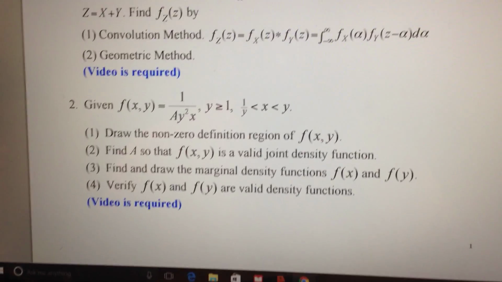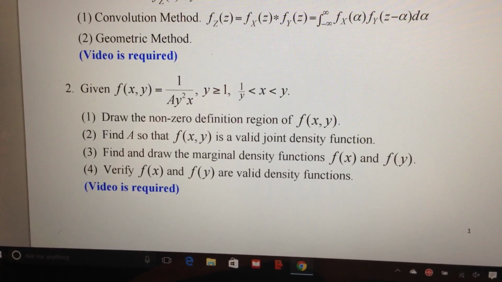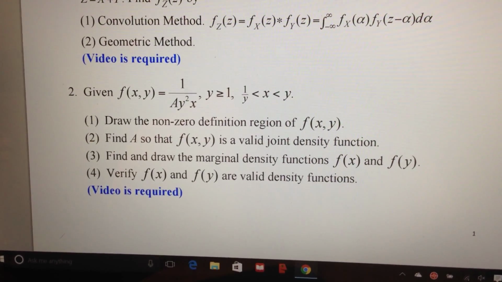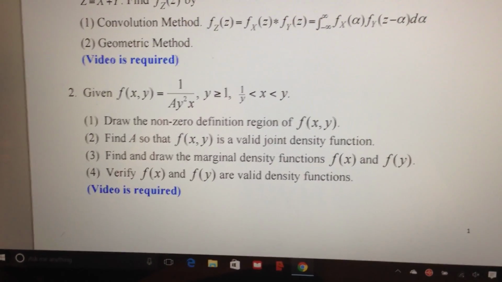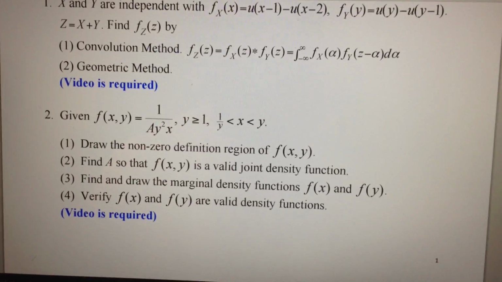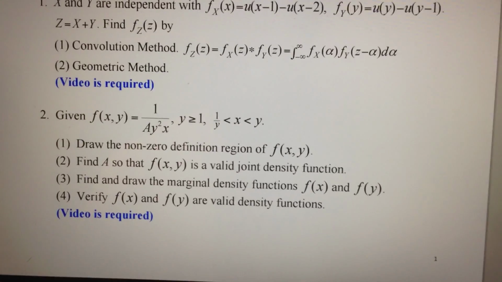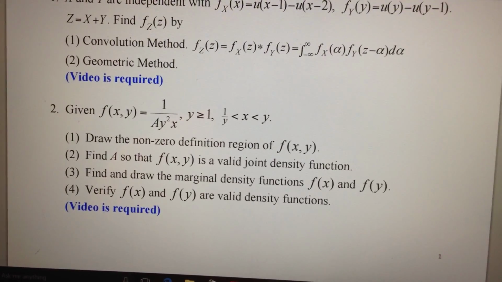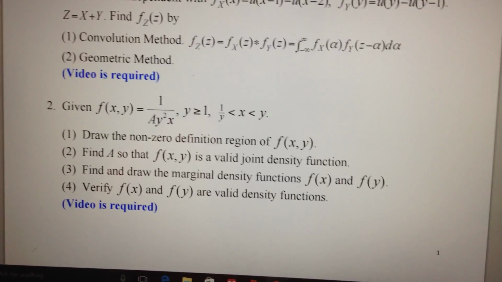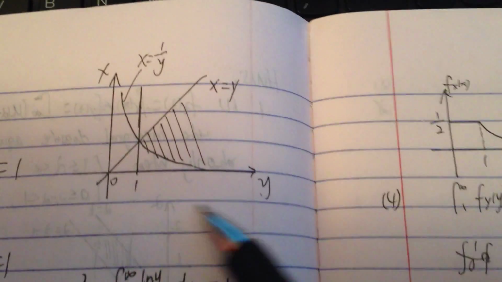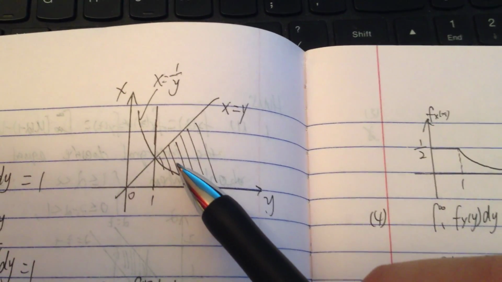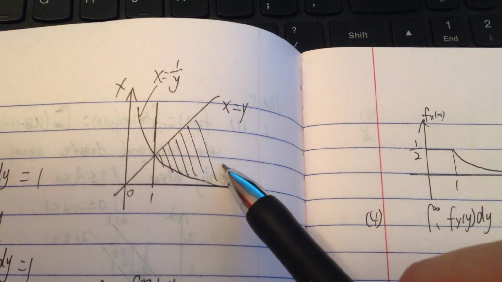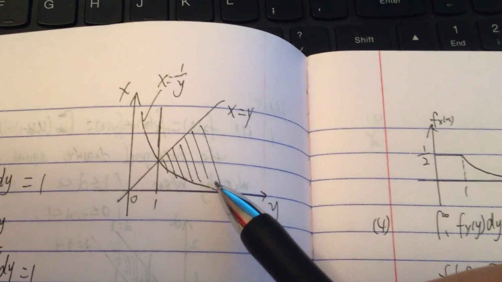And now let's check out the second question. Given the joint density function of f(x, y), first let's draw the non-zero definition region of f(x, y). We have known that y is greater or equal to 1 and x is greater than 1 over y and less than y. So we can plot it on the graph. That's like this. This is y, this is x. So the region which is shaded means the non-zero definition region of f(x, y).